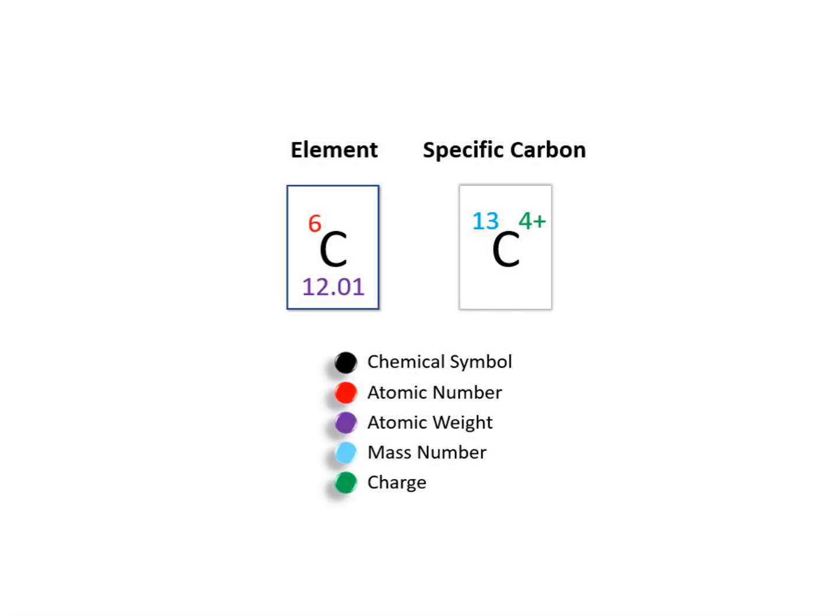When introducing atomic structure, especially isotopes and ions, there's a standard shorthand format that shows the key information at a glance, without lengthy descriptions. On the left, we see carbon as it appears on the periodic table, symbol C, atomic number 6, and average atomic mass 12.01.